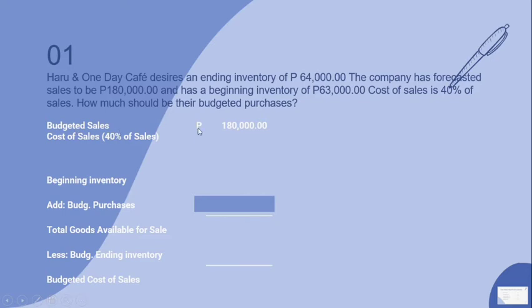We have our budgeted sales of 180,000, which is given. Then our cost of sales is 40% of sales. So, budgeted sales of 180,000 times 40%, we have 72,000. We have our beginning inventory, 63,000. Then, do we have the budgeted purchases? Not yet. Down here is the budgeted cost of sales, which we solved: 72,000.